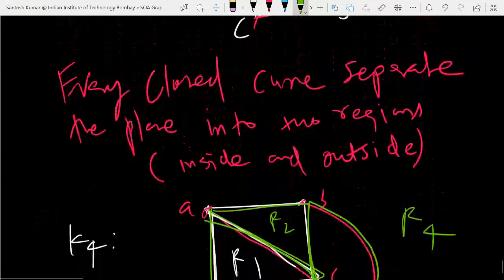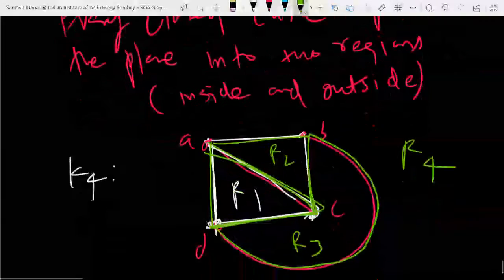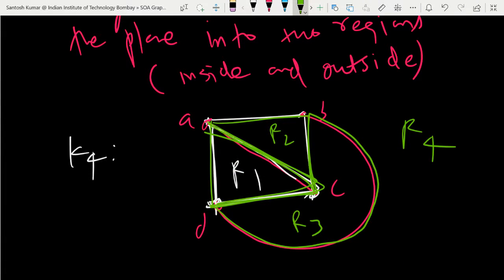So in drawing a graph, you will notice each closed curve. There are many closed curves here: 1, 2, 3. According to that, you will see many regions. So there are four regions here.